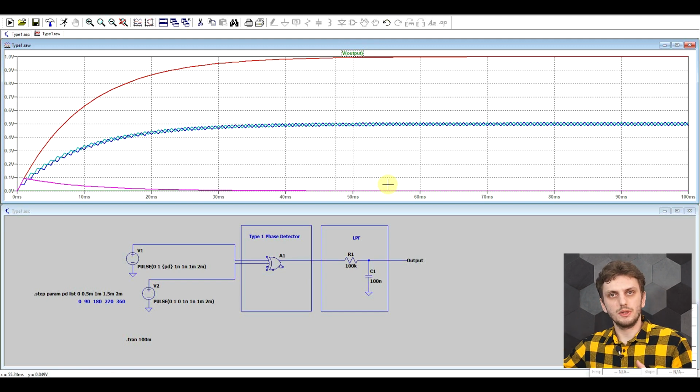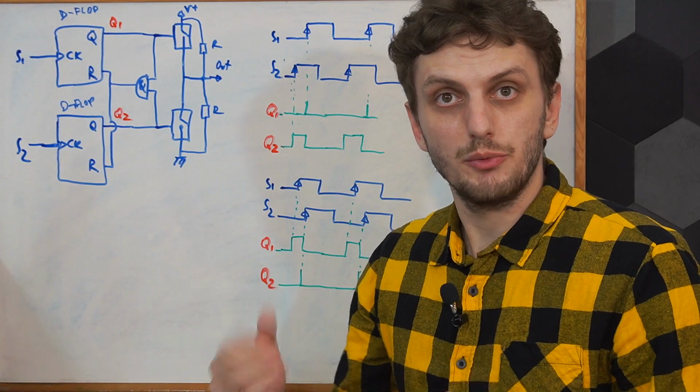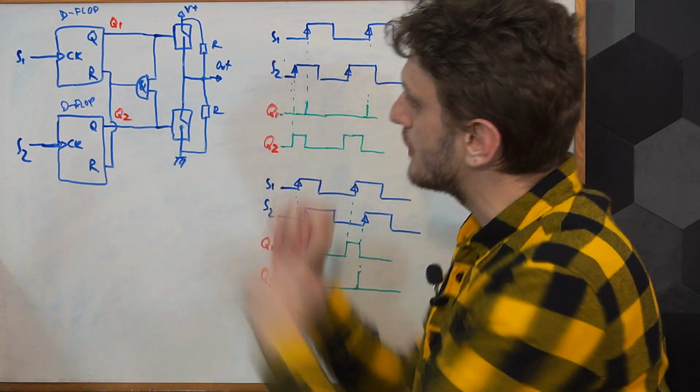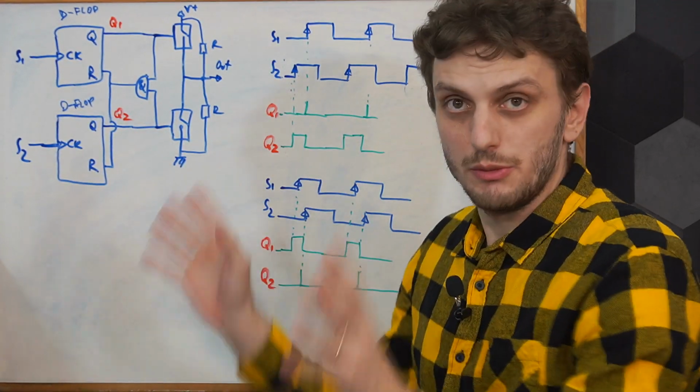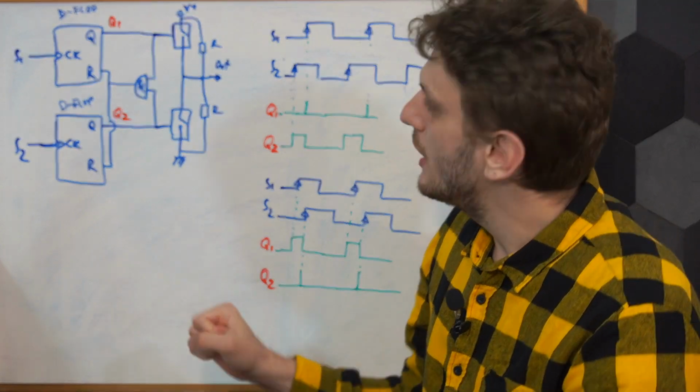So now, if we don't want this sort of response, and we want a clearly different response for each phase difference between 0 and 360, we can go for a more complicated circuit, the type 2 phase detector. So now let's have a quick look at that. One implementation of a type 2 phase detector looks something like this. It's a bit more complicated than a simple XOR gate, but I'll walk you through it.